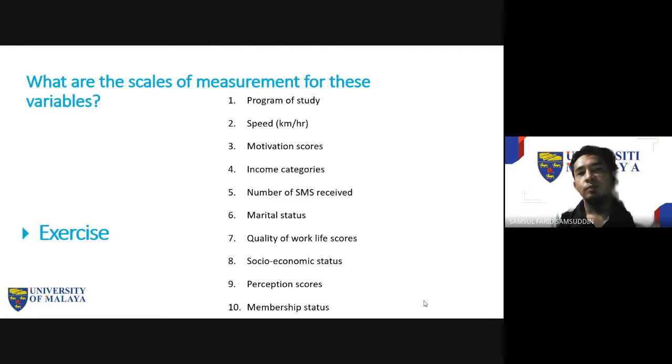All right, so actually this is an exercise. Maybe you can do this after this. Based on this data, what can you describe on the scale of measurement? Program of study, speed, motivation scores, income categories, number of SMS received, marital status, quality of work-life scores, socioeconomic status, perception scores, membership status. We have to identify what types of scale of measurement this one.